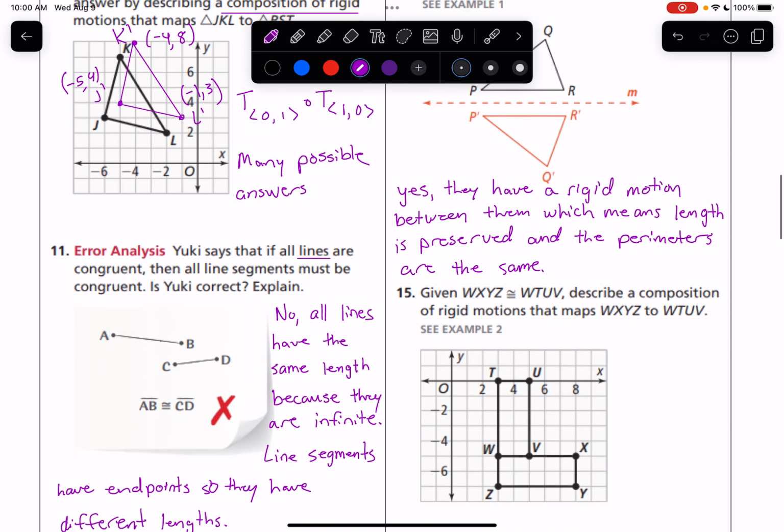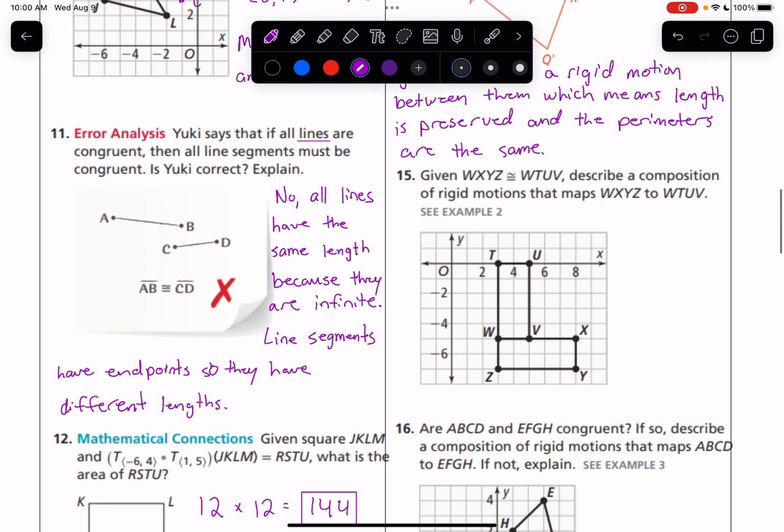Number 15, given WXYZ is congruent to WTUV, describe a composition of rigid motions that maps WXYZ to WTUV. So we can do this in a composition of rigid motions. We can also just do this in one rigid motion. Both of those would be acceptable. I actually was able to do this in one rigid motion.